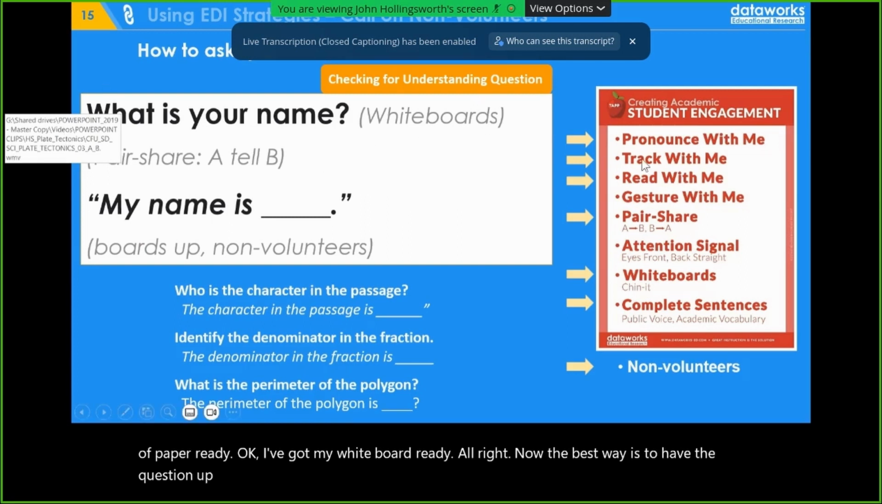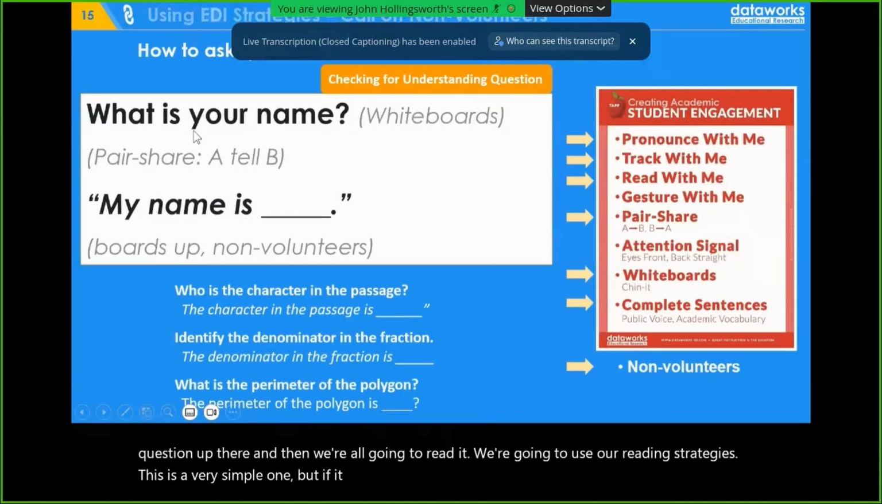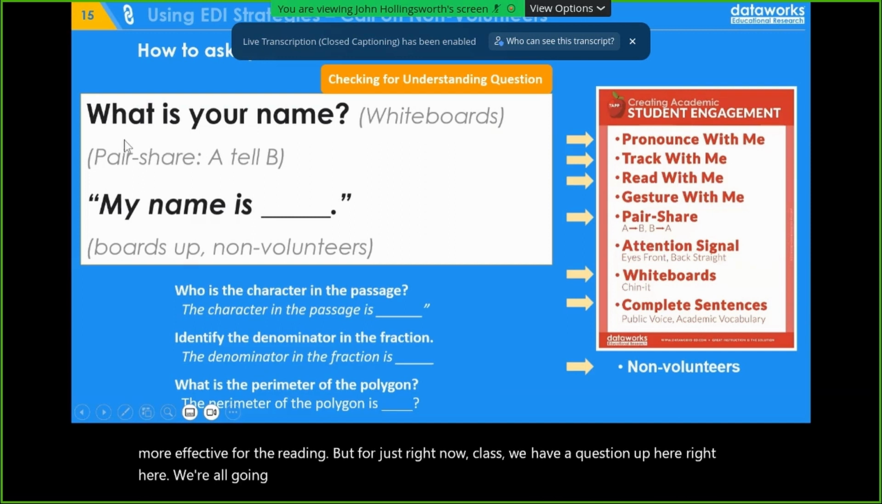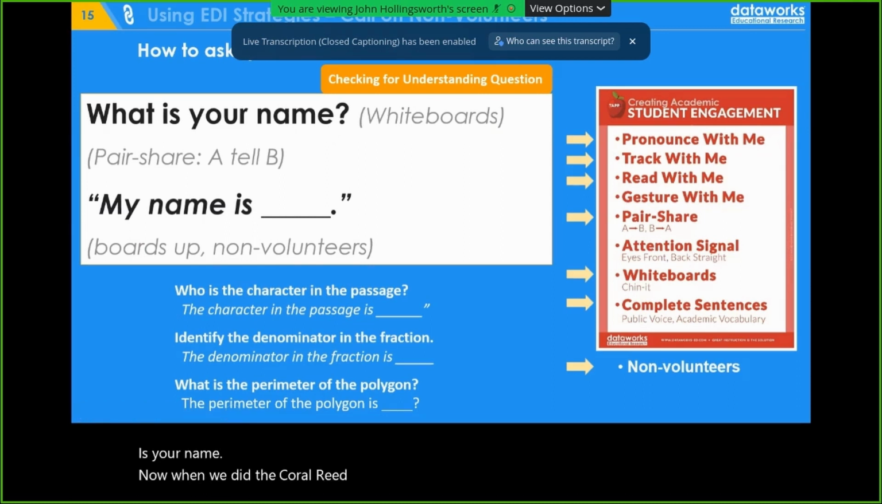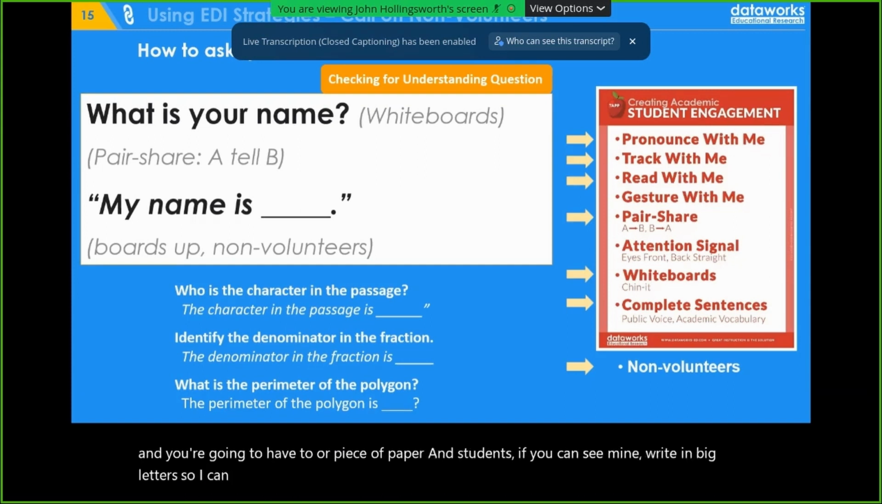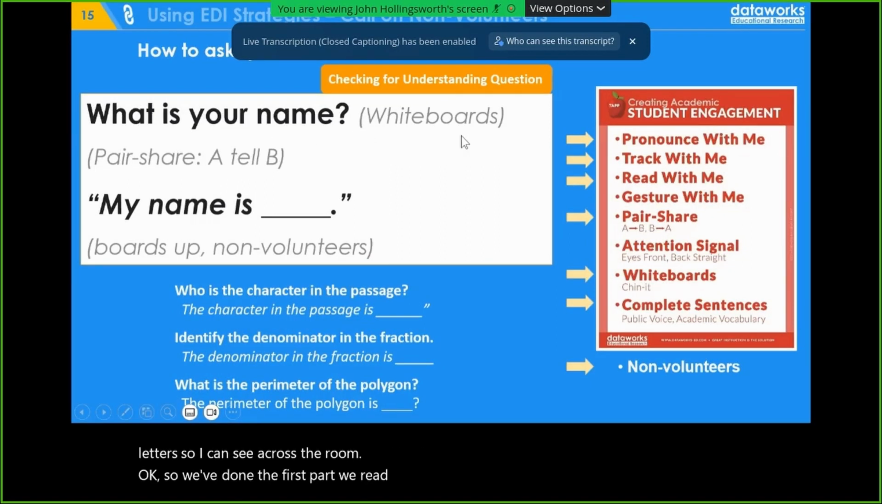So right now, everybody should have your piece of paper ready. Okay, I've got my whiteboard ready. All right, now, the best way is to have the question up there, and then we're all going to read it. We're going to use our reading strategies. This is a very simple one, but if it were a more complicated one, it'd be much more effective for the reading. But for just right now, what is your name? Now, when we did the choral read, everybody's practicing English and they're talking, okay? Now, you're going to write it on your whiteboard. So right now, write your name on your whiteboard, or piece of paper. So we've done the first part. We read together, and then we use our whiteboards.